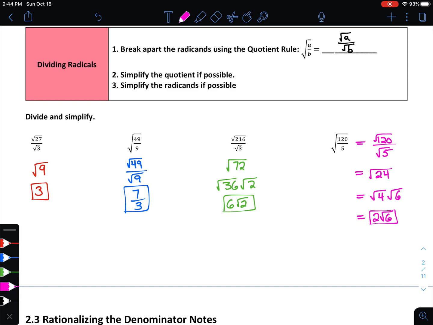All right, that is it for this section of the notes. In the next section, we're going to talk about rationalizing the denominator, which is kind of what you'll have to do if the answers don't work out as nicely as they did today. But we're still going to use a lot of things we learned about multiplying and dividing in that lesson.